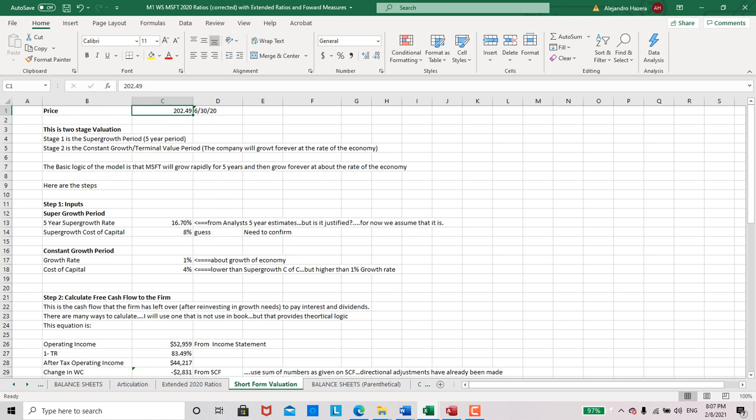So the current price is 202.49. If we increase the cost of capital for the constant growth period to 4%, we get about 290. Either way, I think the stock is a buy, but we'll be taking a look at it.